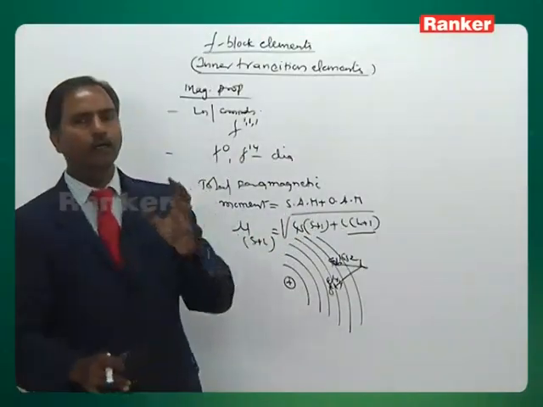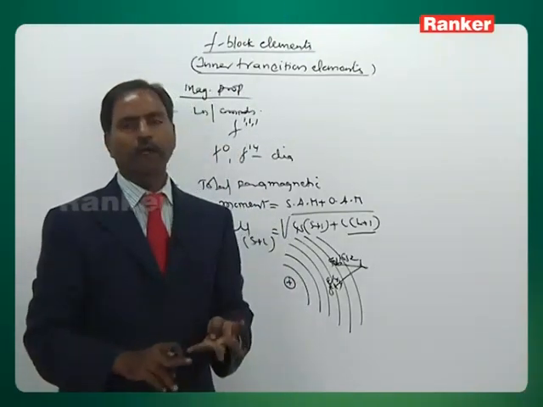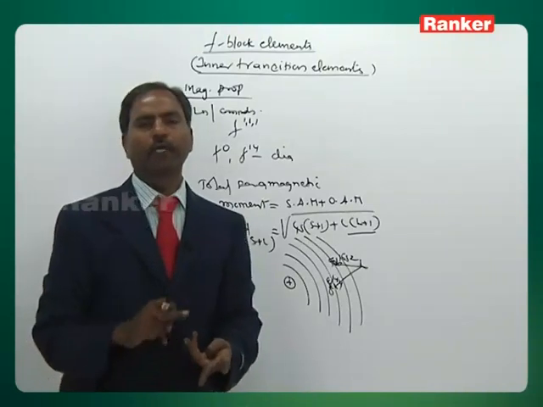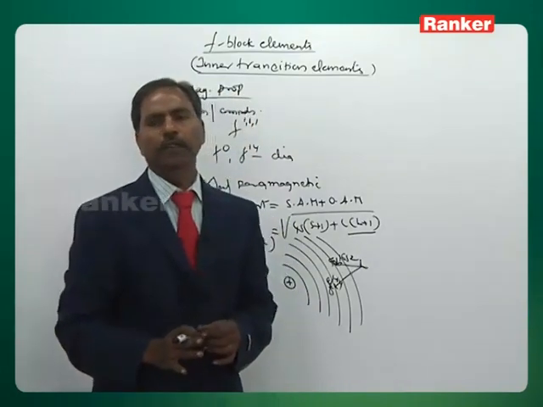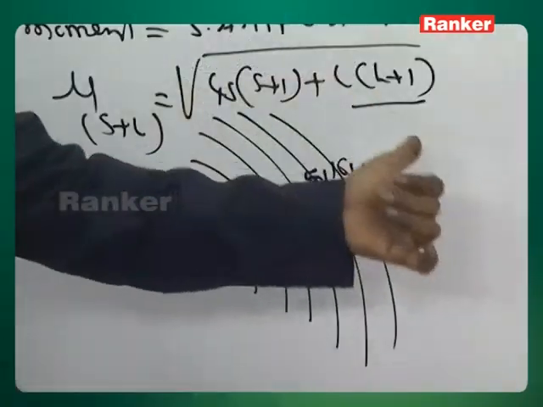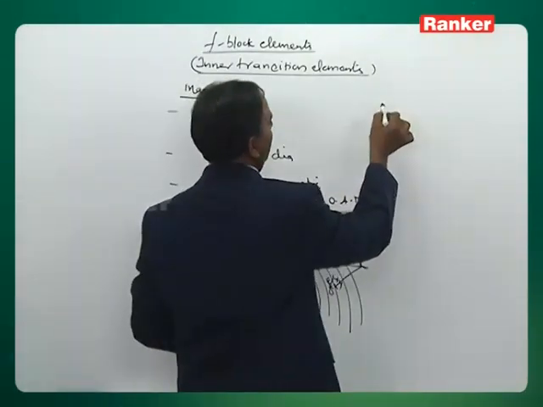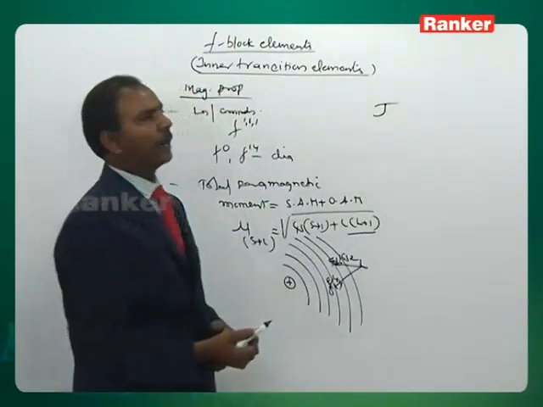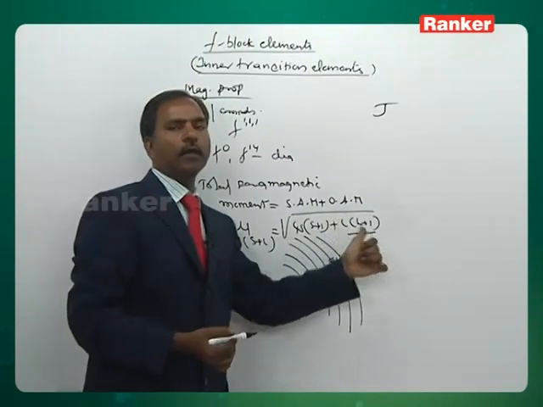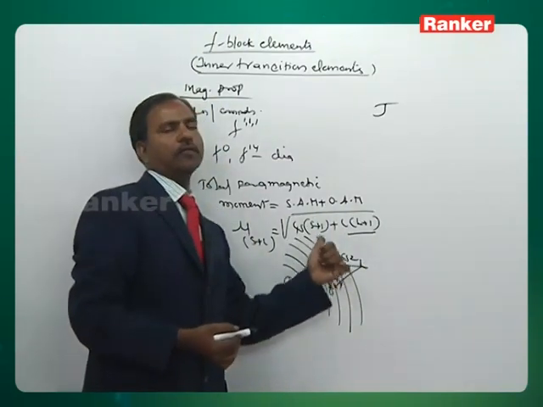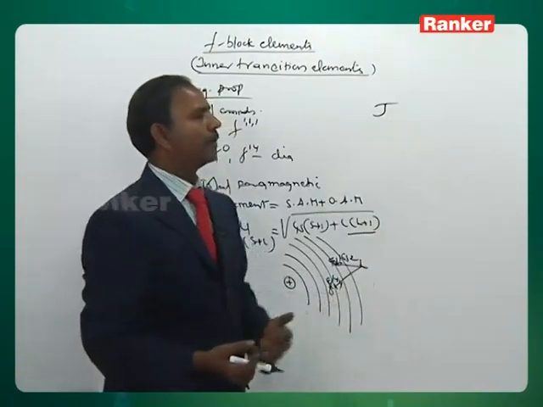Now, by the combination of orbital angular moment and spin angular moment, a new quantum number was introduced. Actually, we know 4 quantum numbers well: principal quantum number, azimuthal quantum number, magnetic quantum number, and spin quantum number. But recently, a new quantum number was introduced by the combination of spin angular moment and orbital angular moment, represented by capital J. What is this? The resultant quantum number of spin angular moment and orbital angular moment. It is represented by capital J.